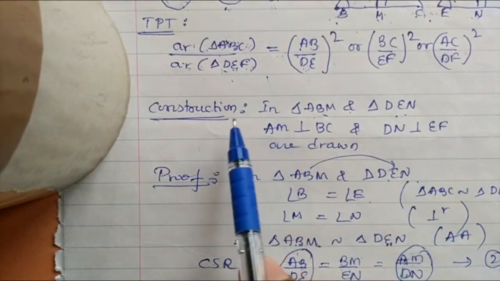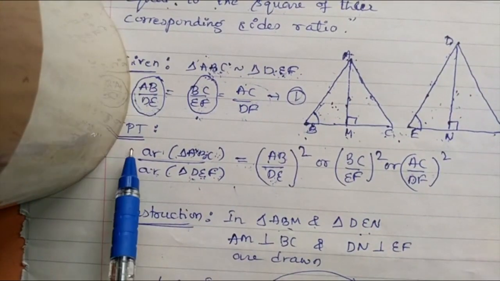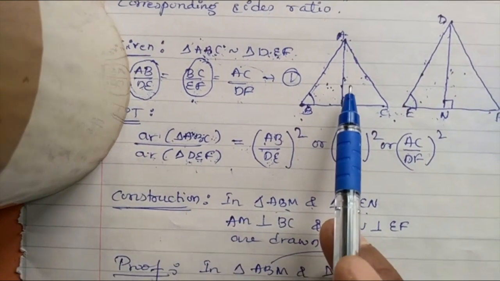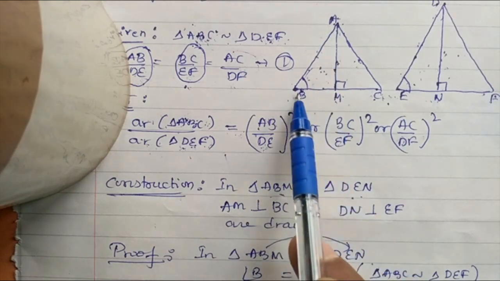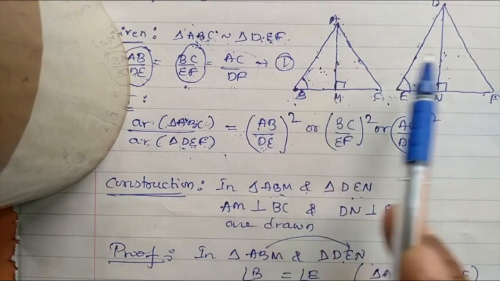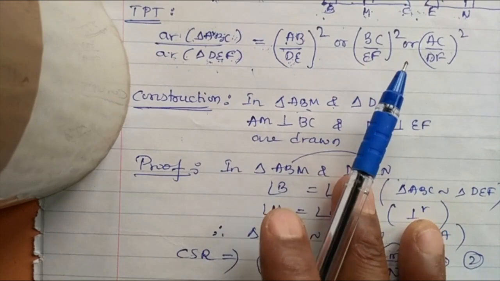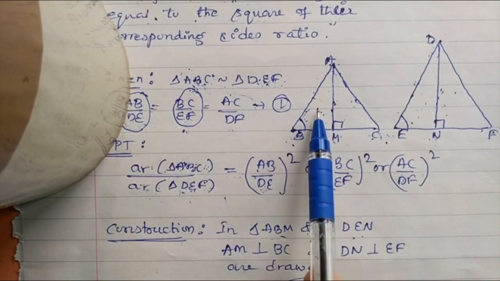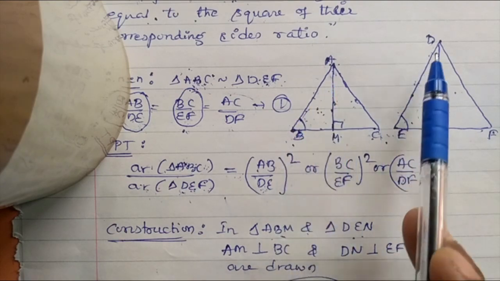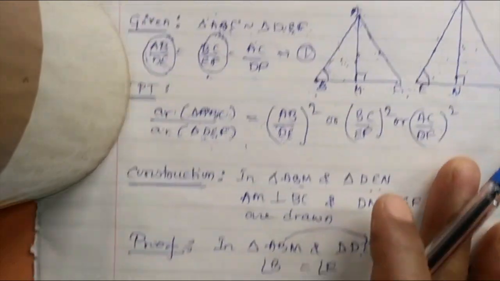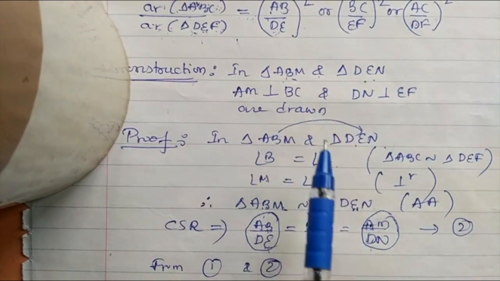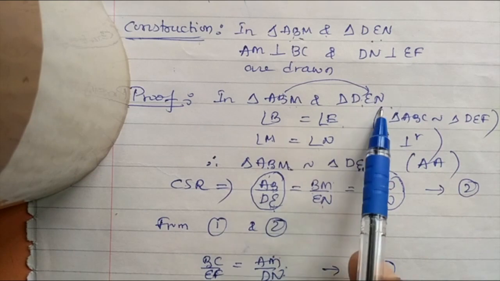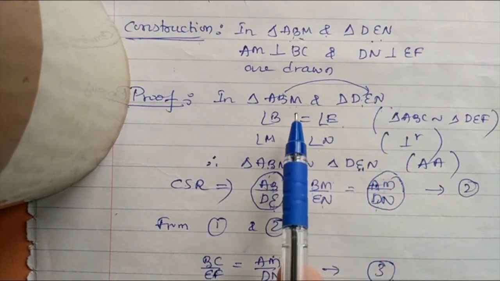How to prove? Construction. Anyhow we are finding the areas ratio, right? Therefore we'll use the half into BH method. The base is already there, heights are missing, so construct those two heights in the triangles. After constructing two perpendiculars in both triangles, we get two smaller triangles ABM and DEN. Take these two smaller triangles and prove they are also similar. The bigger triangles are already similar.